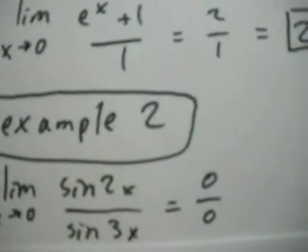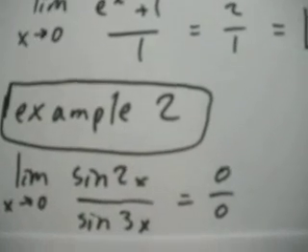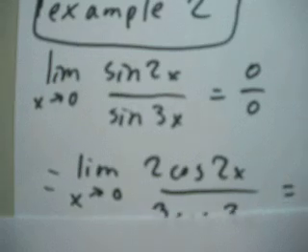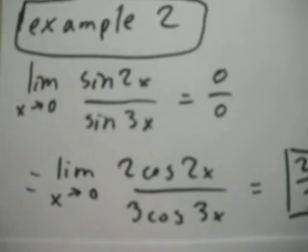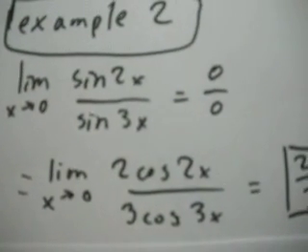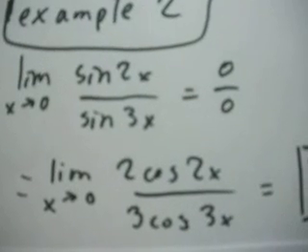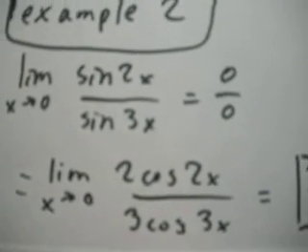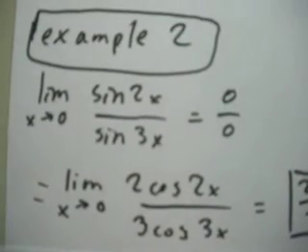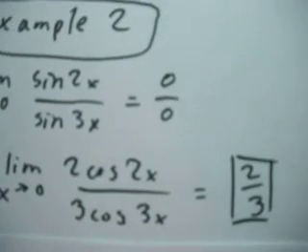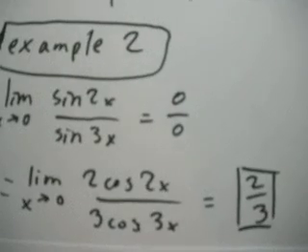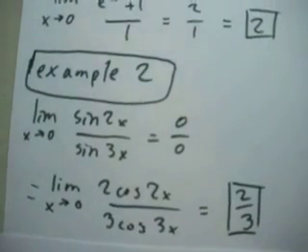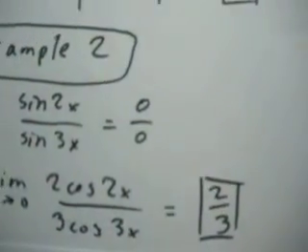So what we have to do to fix this problem is we have to find the derivative of both the top and the bottom, and when we do that, we get the limit as x approaches 0 of 2 cosine 2x over 3 cosine 3x, and then we just have to plug in 0 this time, so it's 2 cosine of 0, giving us 2, and 3 cosine of 0, giving us 3. So we're left with 2 over 3, or 2/3, and that is your answer for this problem.